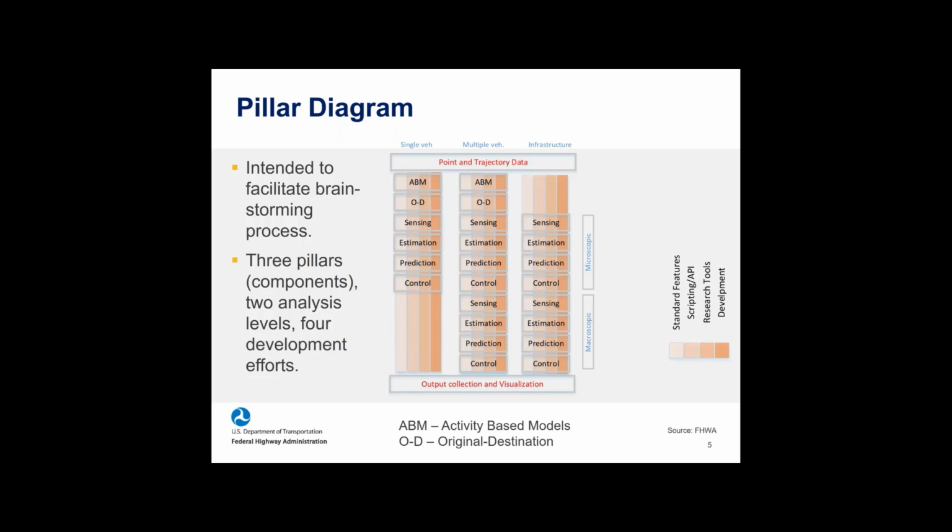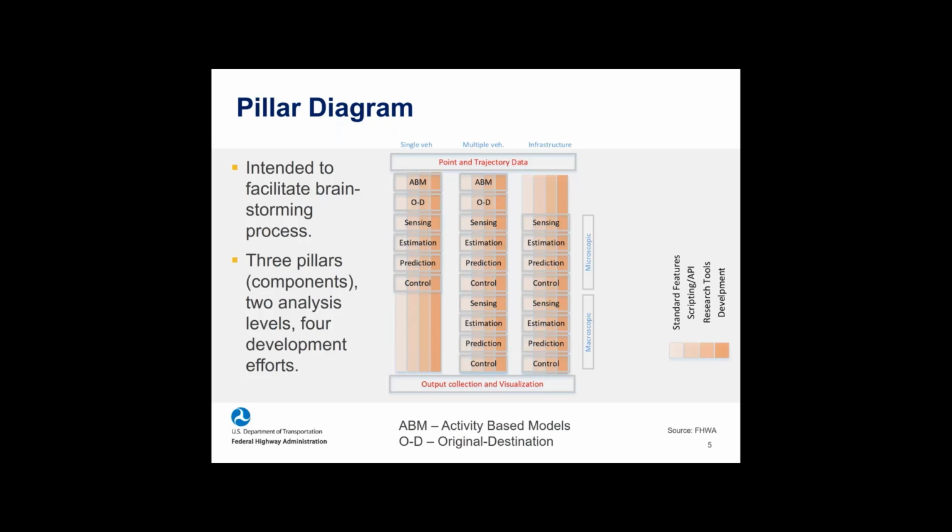In the single vehicle pillar, there is no macroscopic part because by definition it's a single vehicle, so you're looking at it at a microscopic level. But in the multiple vehicle pillar, you have everything that I've just said, but you also have the sensing, estimation, prediction, and control at the macroscopic level too. And I will show you an example later that uses estimation at the macroscopic level, not the microscopic level.